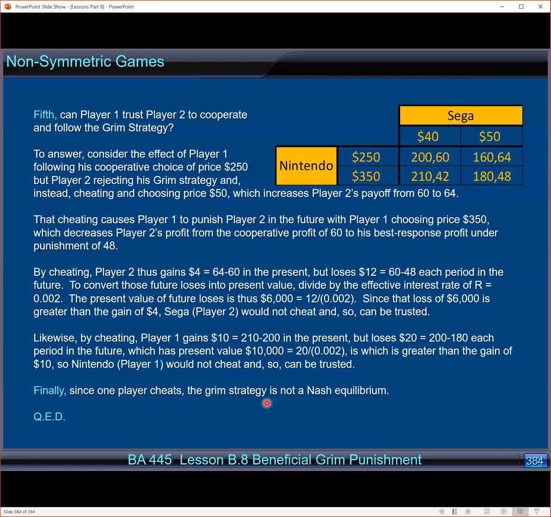And in that way, because neither of them would cheat on the Grim strategy, it becomes a Nash equilibrium. So actually, the Grim strategy is a Nash equilibrium because they both do not cheat.